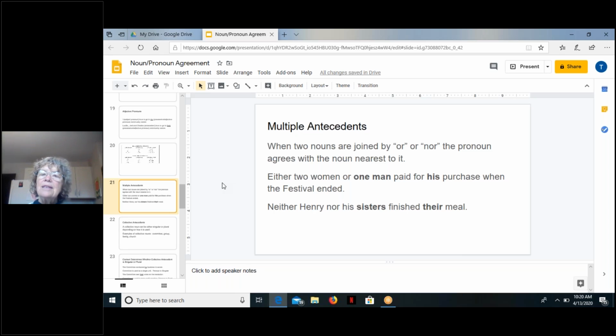Neither Henry nor his sisters finished their meal. We have singular masculine Henry and sisters, which are plural feminine. We use their to just organize our sentence. It's closer to sisters in that sentence, so we use their as your pronoun to agree with sisters.